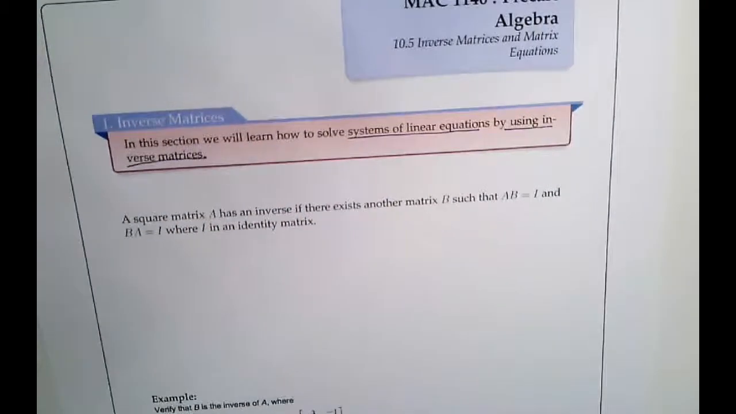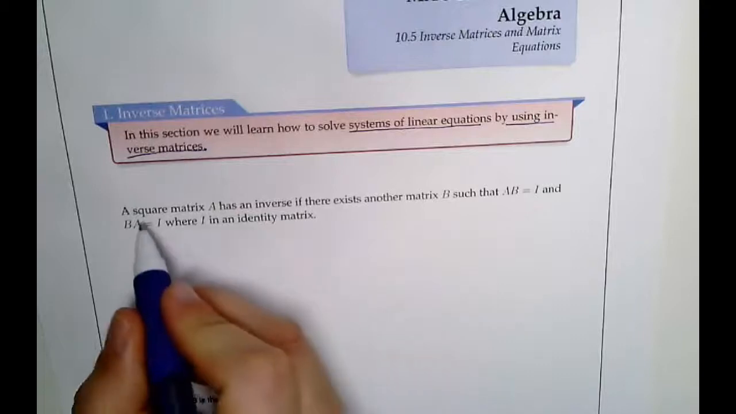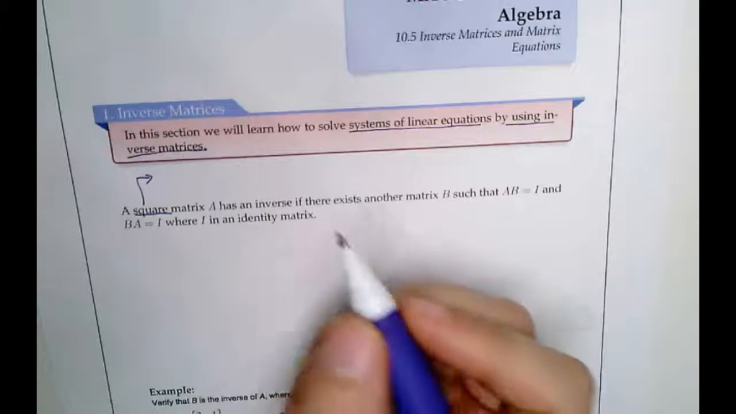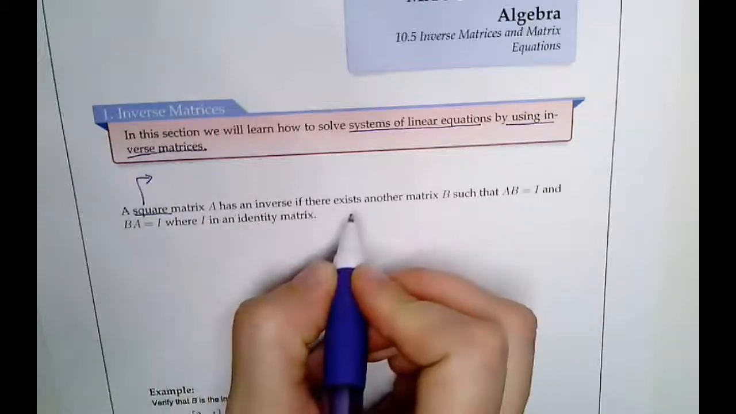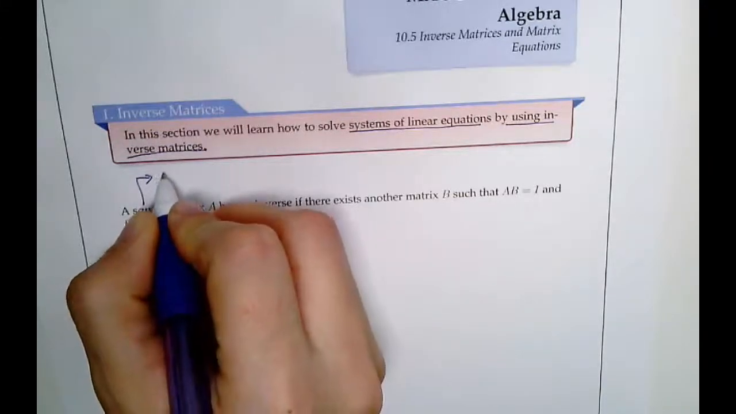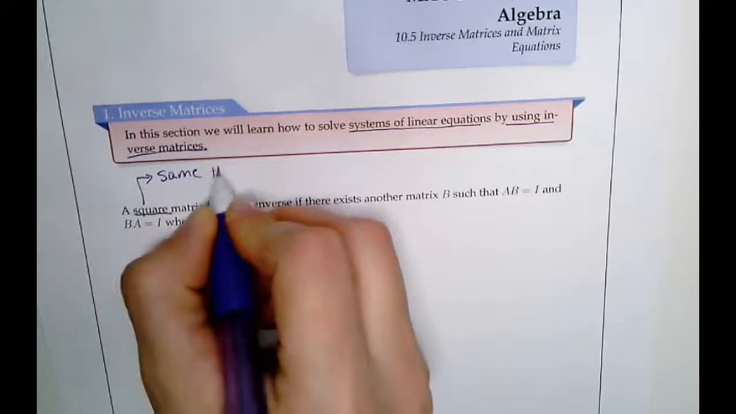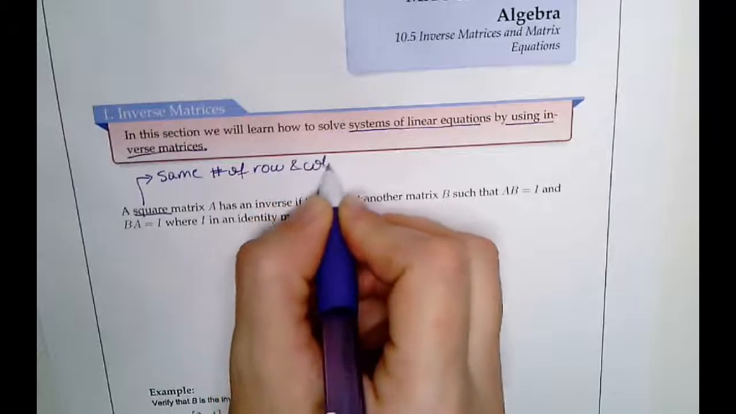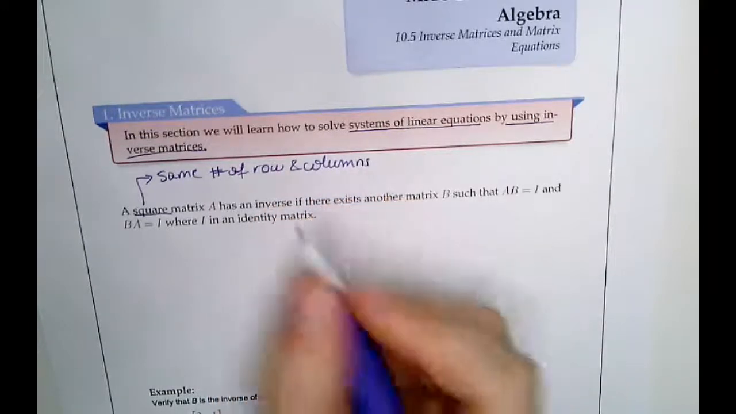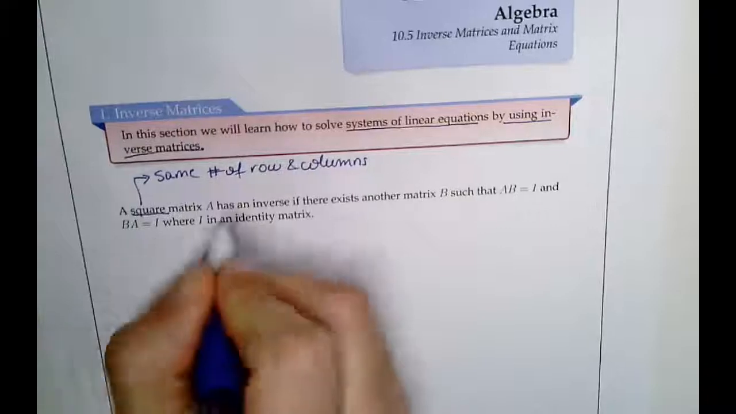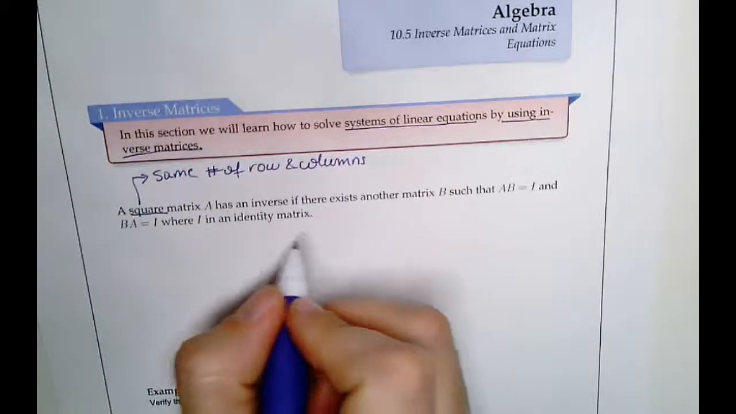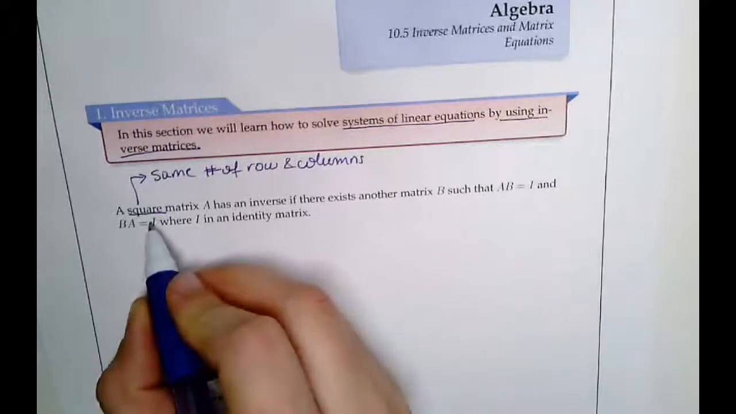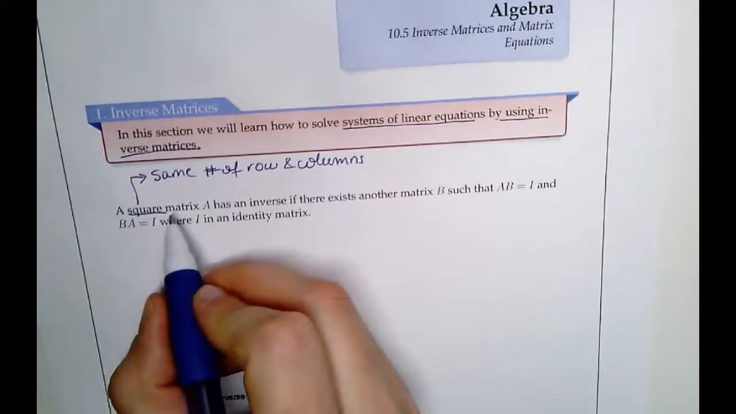So first we've got to decide what is an inverse. A square matrix, remember from last time that a matrix had a number of rows and a number of columns. So a square matrix means it has the same number of rows and columns. For example, it could be 2 by 2 or 4 by 4 and so on. So 4 rows and 4 columns, 2 rows and 2 columns. Only square matrices can have inverses.